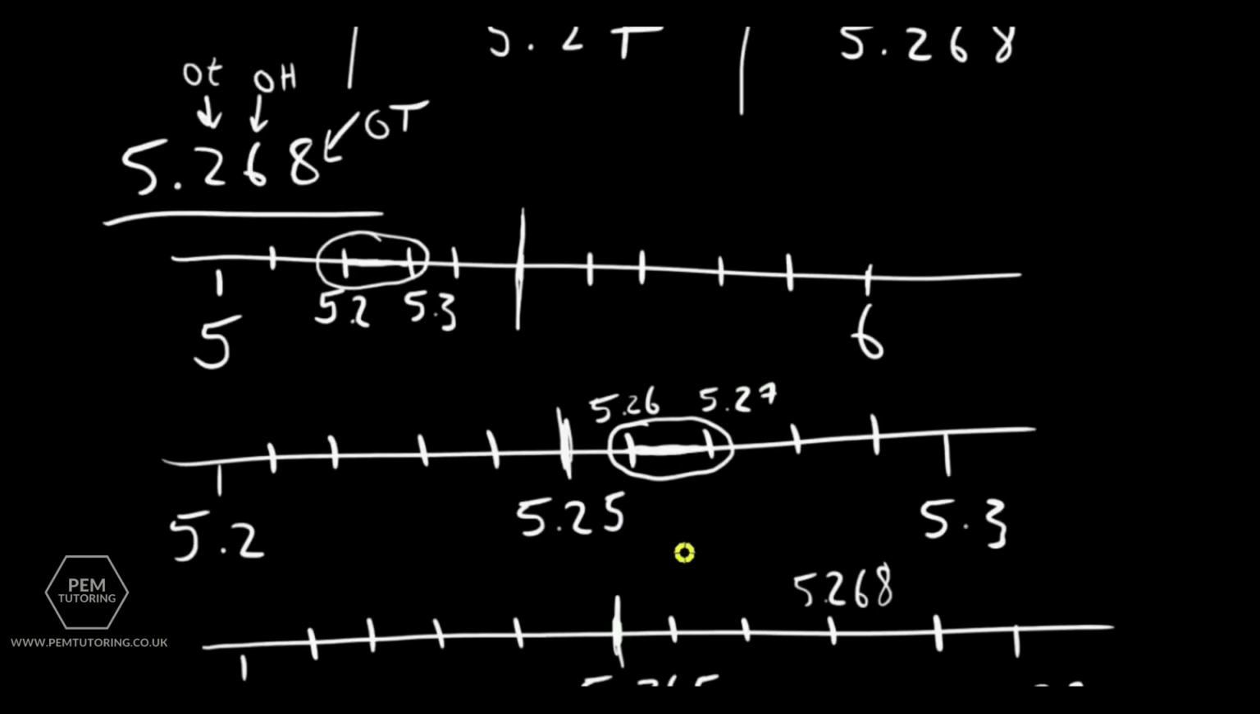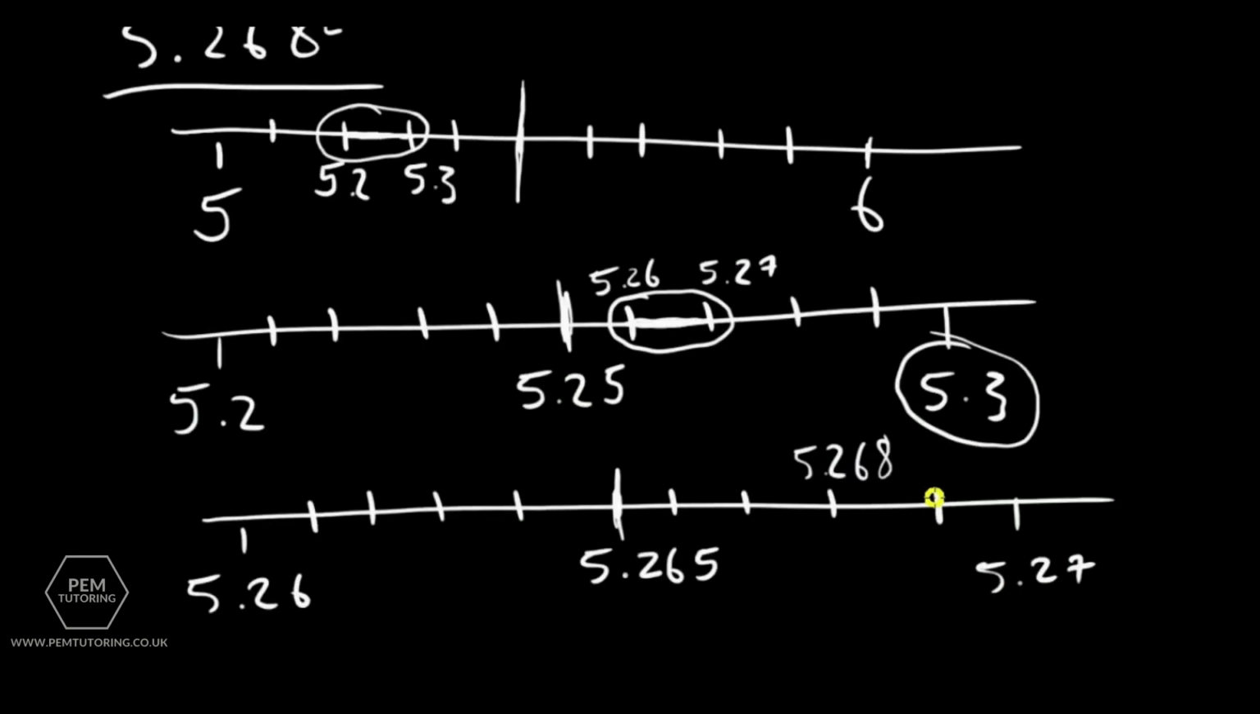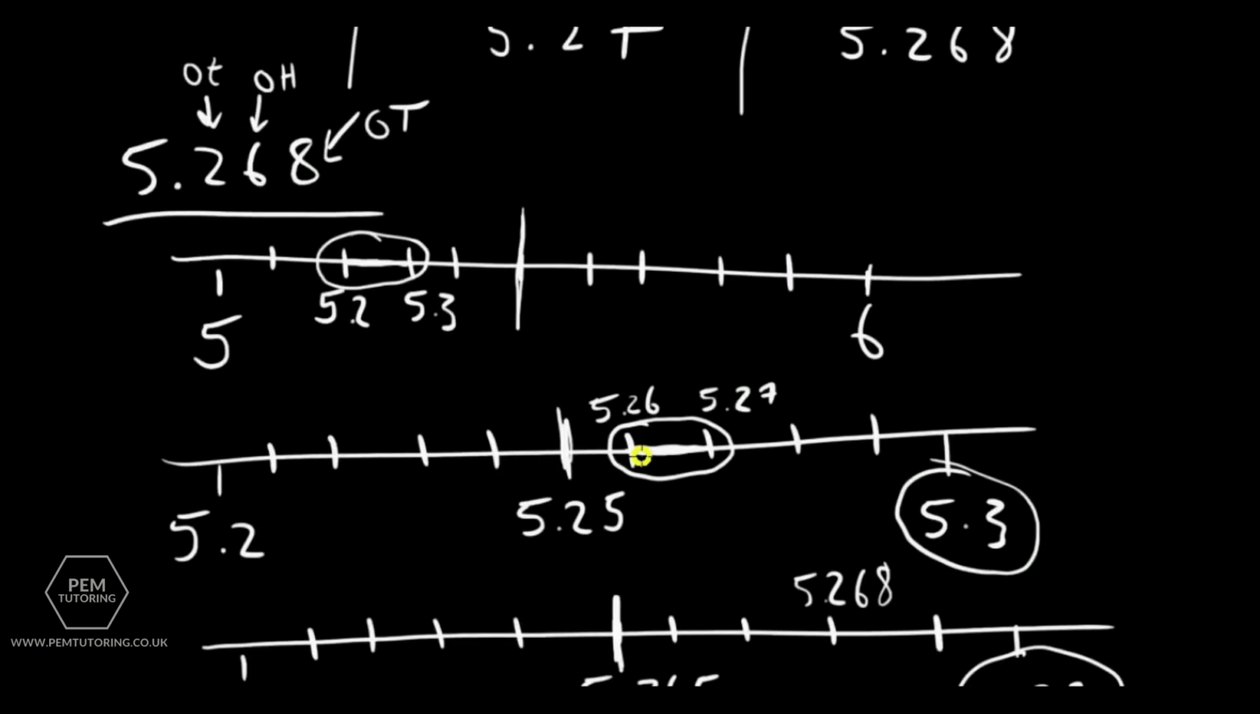So we can see that this number, because it's in this interval here beyond the midpoint, to one decimal place it would be 5.3. So remember, if it's beyond the midpoint, we take the upper value, so that is to one decimal place. And because we then zoomed into that and got a more precise location of the number, we can see to two decimal places, because it's beyond this midpoint, it's going to be 5.27, so that is the upper value. Okay, so that is how you represent a decimal on a number line.